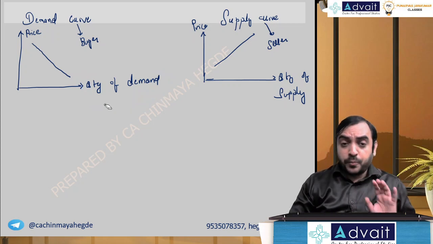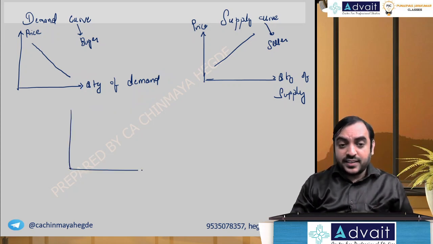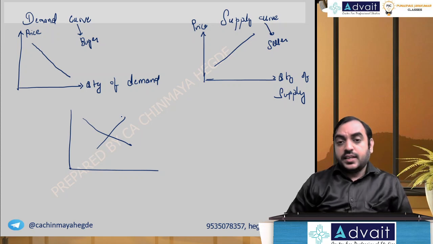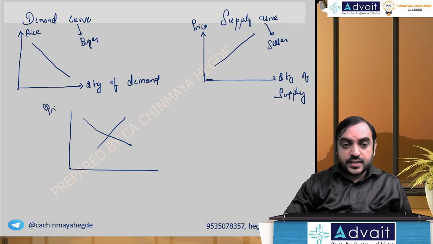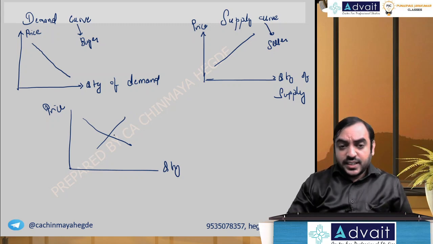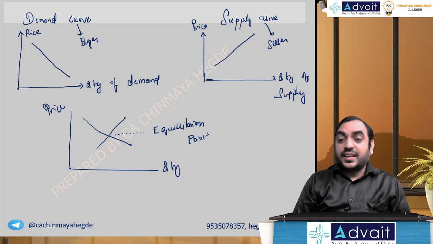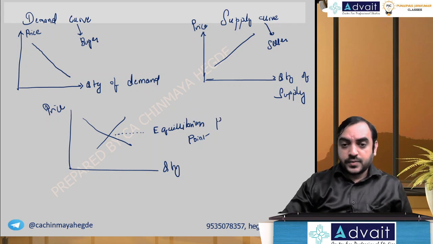But more importantly, if I represent it in the same graph, the demand curve comes down, the supply curve increases. This is price, this is quantity, demand curve, supply curve. This intersection point is called the equilibrium point. Equilibrium price or equilibrium point.